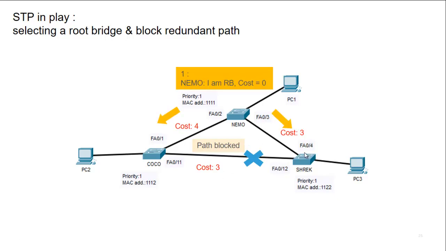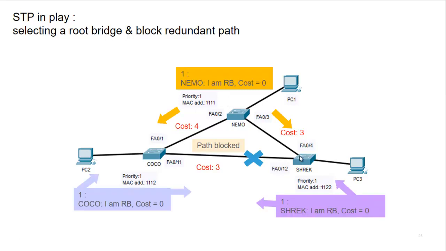In the beginning, all the switches would advertise themselves as the root bridge. So here you have Nemo saying, I am the root bridge, the cost is 0 because the cost from Nemo to Nemo is 0. And then he will send this to both Coco and Shrek. Coco and Shrek do the same thing. Shrek will say, I am the root bridge, and my cost is 0, and sends it to Nemo and also to Coco, and Coco does the same.